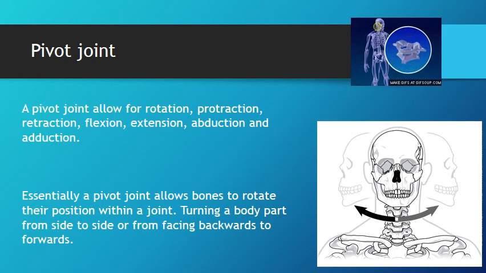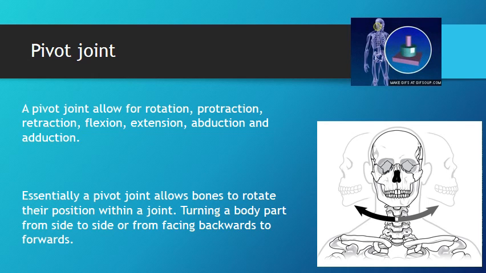A pivot joint allows you to rotate your body, or rotate the particular area that the joint is associated with. It allows you to maybe move forward, move back, flex, extend, move away from the body, or add back towards the body. I'm going to explain what these are in a later video, so stay tuned. Essentially, a pivot joint allows bones to rotate their position within a joint.